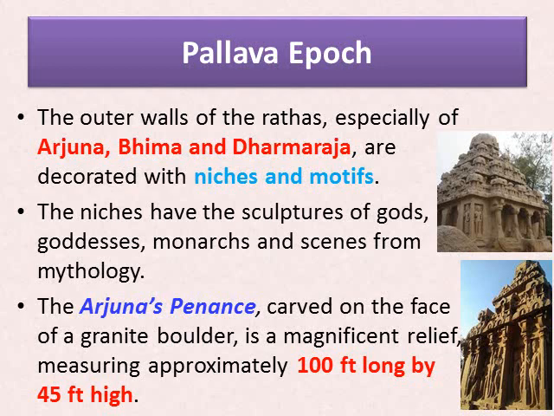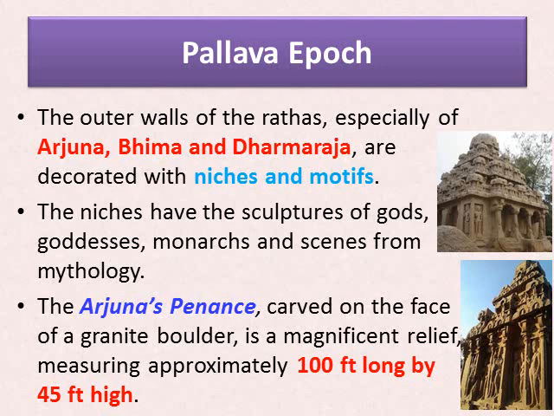The niches have the sculptures of gods, goddesses, monarchs and scenes from mythology. You can find that the niches, the decorations or the blank spaces, have the sculptures of gods and goddesses, kings and scenes from mythology. The Arjuna's Penance is carved on the face of a granite boulder.